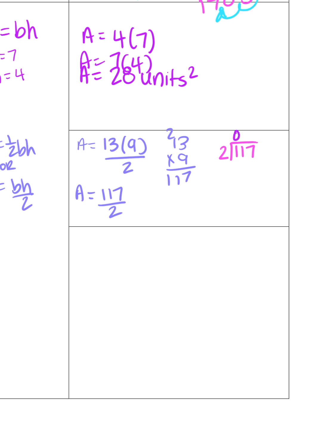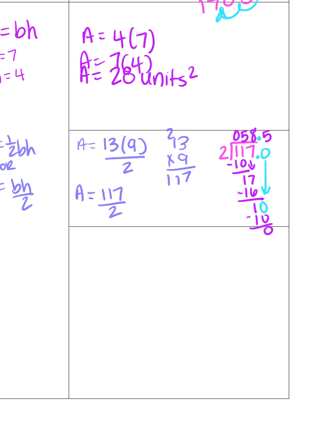So 2 does not go into 1, it goes into 11 how many times? 5, which is 10. Subtract, I get 1. I'm going to bring that 7 down. 2 goes into 17 8 times, which is 16. Subtract, I get 1. I'm going to go ahead and add a decimal 0. I'm going to bring that decimal up and that 0 straight on down. So 2 goes into 10 5 times, which is 10.